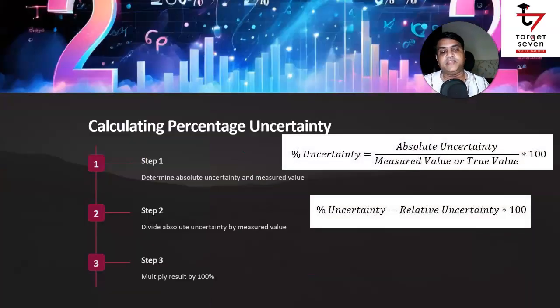Right now on the screen you are able to notice the formulae that can be used to determine or calculate the percentage uncertainty. And you would have noticed that in order to determine or calculate the percentage uncertainty, we would be requiring the absolute uncertainty as well as the corresponding measured value. If not, the relative uncertainty is also fine with us.